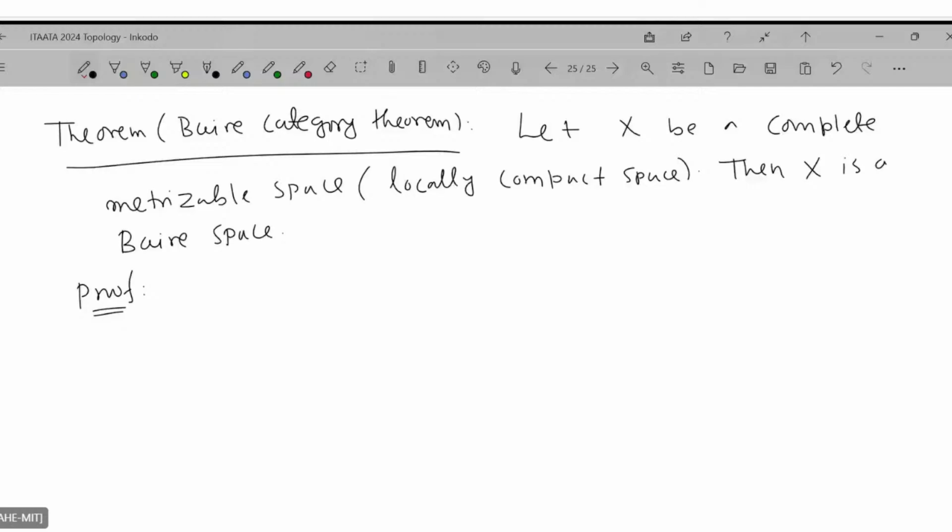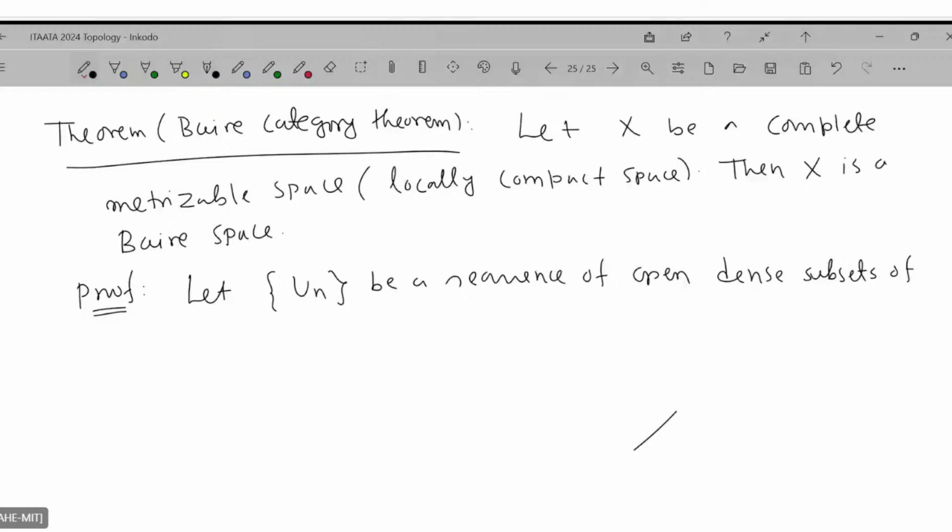So let's say we have a countable sequence of open sets. Let U_n be a sequence of open dense subsets of X. So we consider a sequence of open dense subsets of X. What we have to prove is that the intersection of U_n is dense in X.